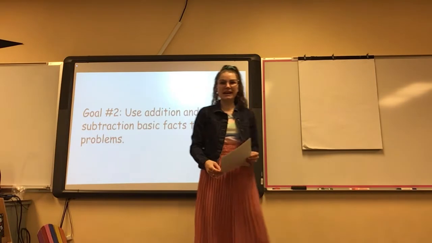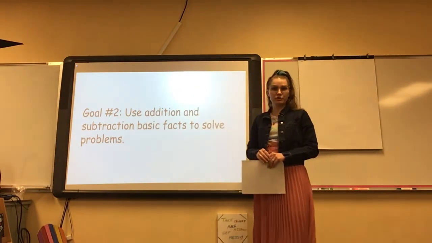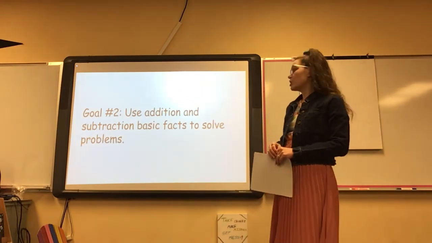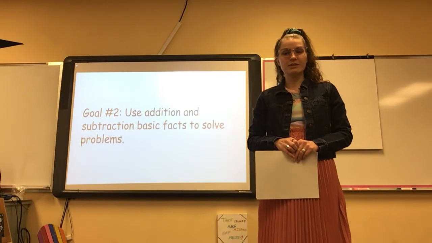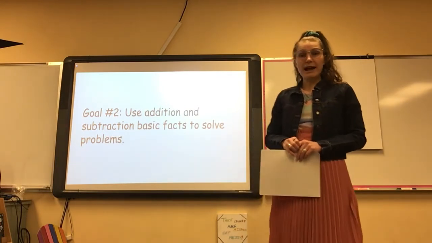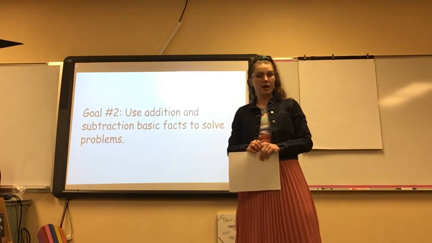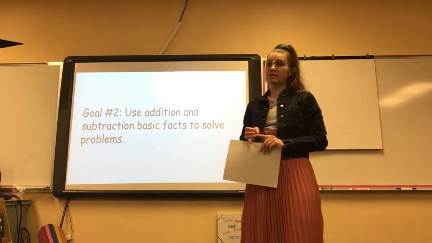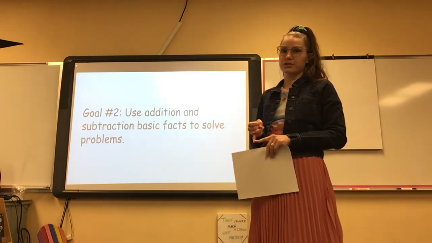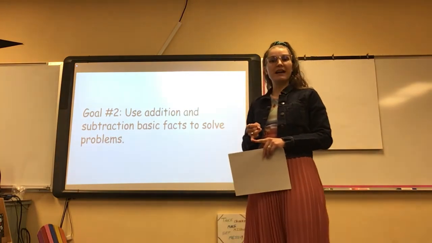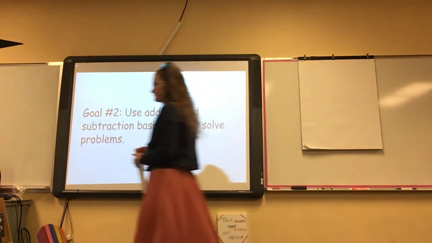Now we have our second goal that says use addition and subtraction, basic facts, to solve problems. Addition means to combine, to find a sum. Subtraction means we're finding the difference between numbers. So when we're finding our mystery number, sometimes we will need to combine or add to find our mystery number or to help us find our mystery number. And sometimes we'll be finding the difference between numbers, which means we're subtracting.